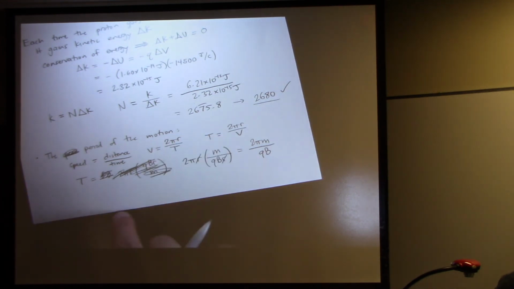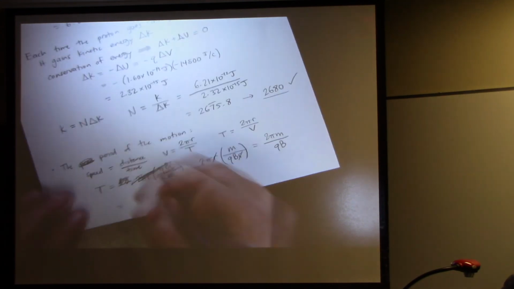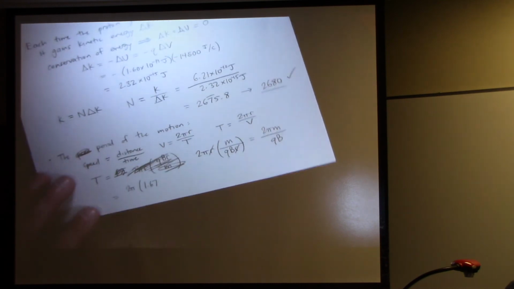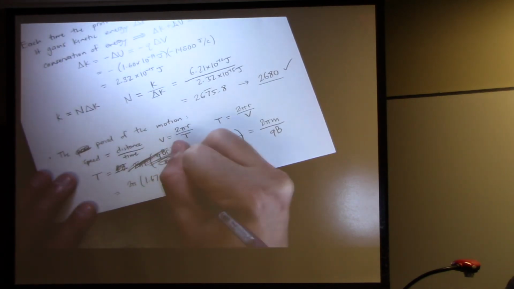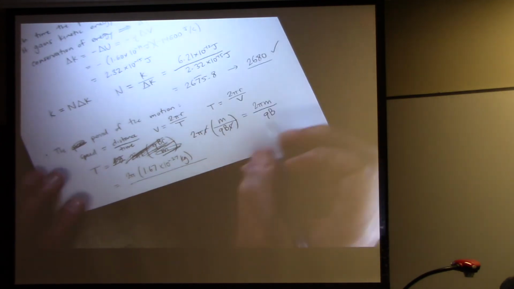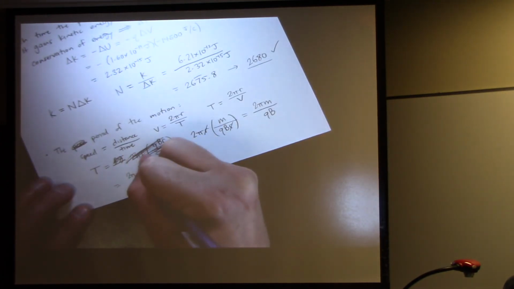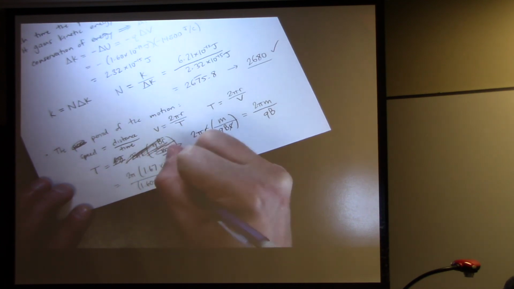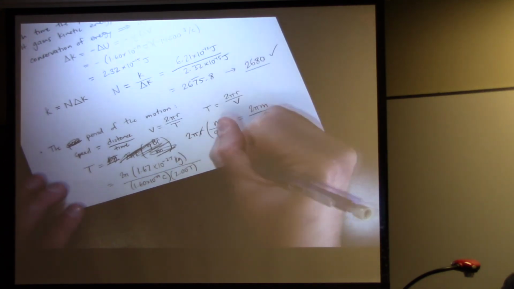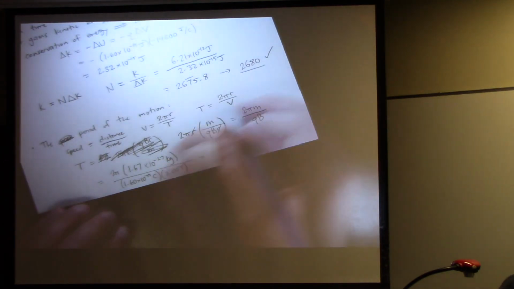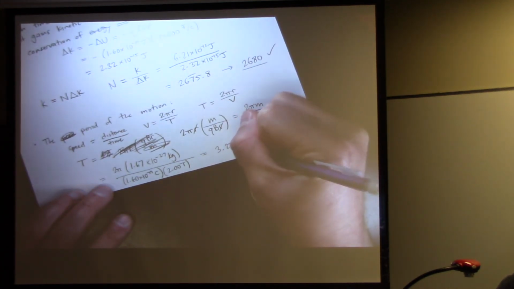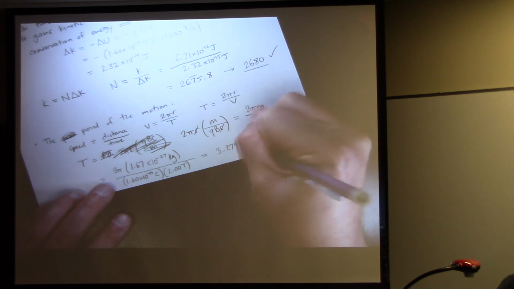Okay, so let's actually put a number to that period, which is 2 pi times the mass, 1.67 times 10 to the minus 27 kilograms, divided by q, which is 1.60 times 10 to the minus 19 coulombs, and then B, which is 2 Tesla. So we get a period here, which is equal to 3.279 times 10 to the minus 8 seconds.